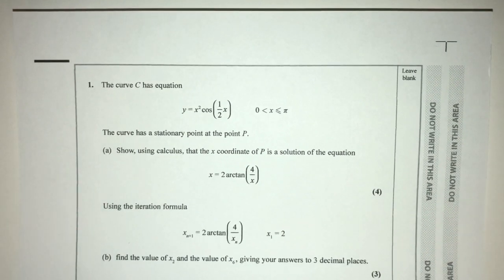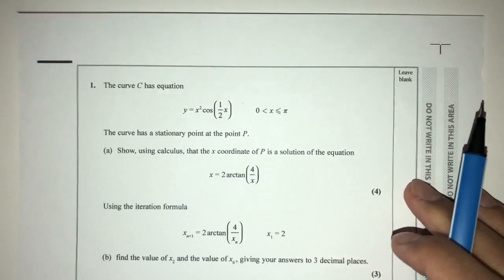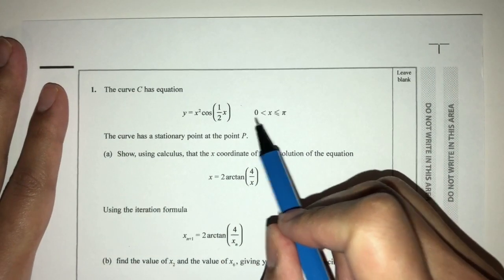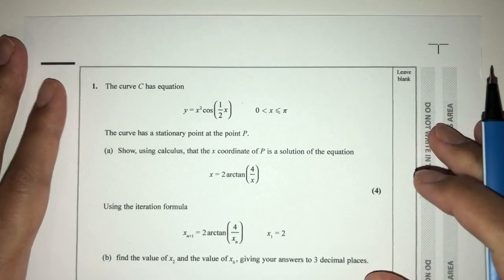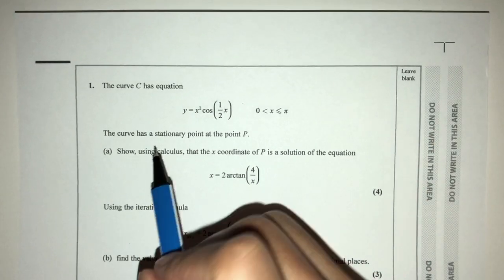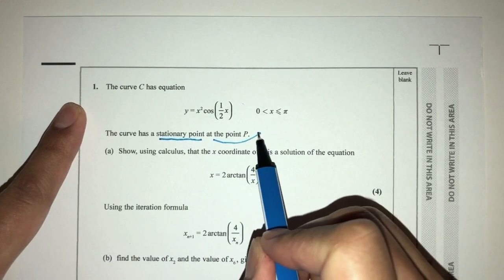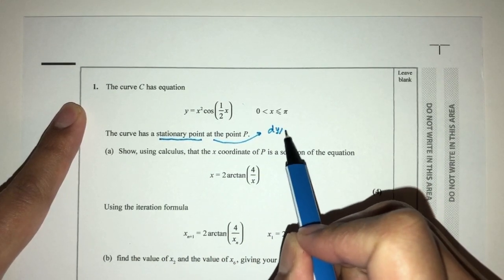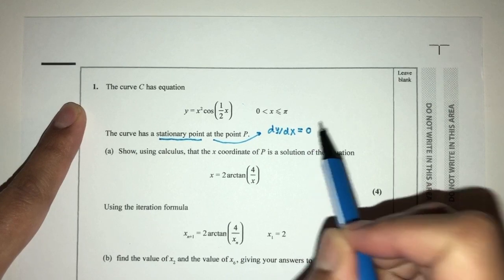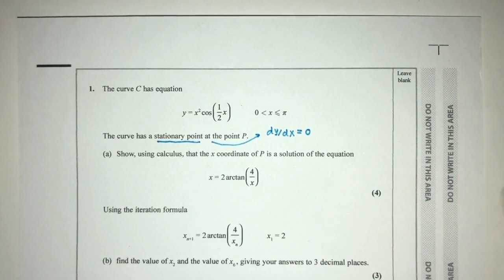So first thing first, we have a curve C has the equation y equal to this. Good to know. Now the value of x is between 0 and pi. Now the curve has a stationary point at P. Now we know that at the stationary point, this is when dy by dx has to be 0. So we write this right now just as a point we can use for later on in the question.